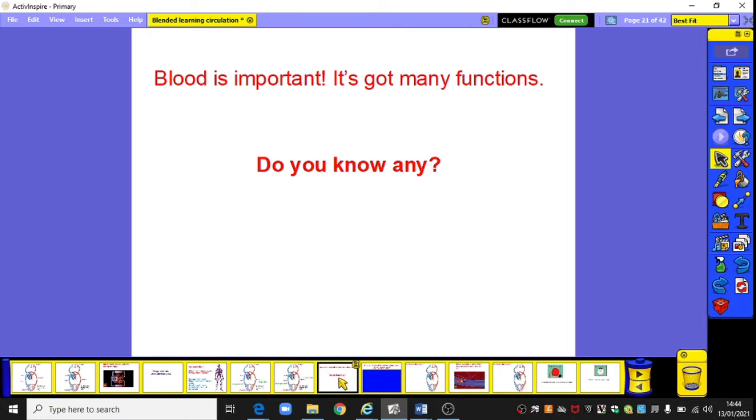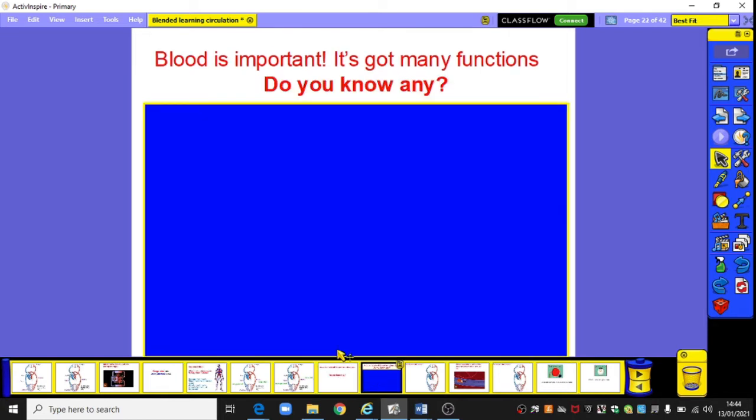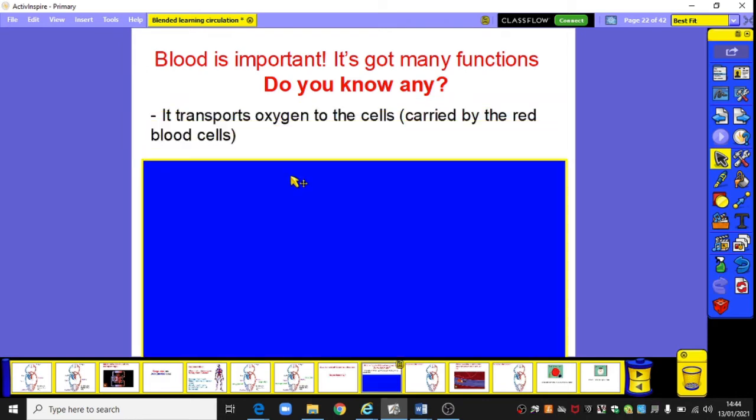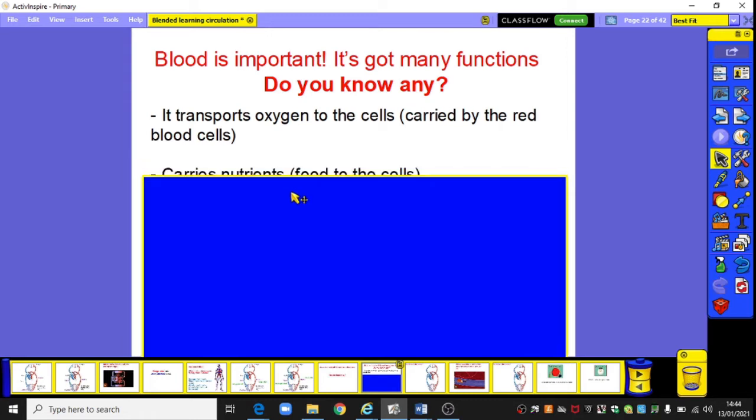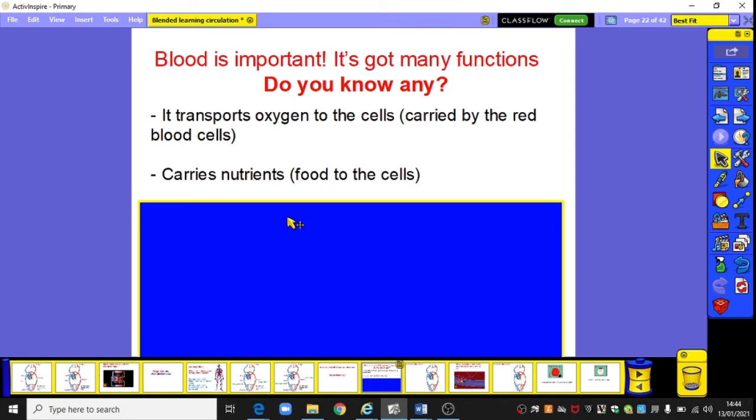Now you should have already known some of the functions because we've talked about them as we've gone through the lesson so far. But one of them is obviously it transports oxygen to the cells, carried by the red blood cells. So the oxygen is carried through the blood cells to the parts of the body that it's needed. But blood also carries nutrients, food to the cells. So that's something else that the blood does.